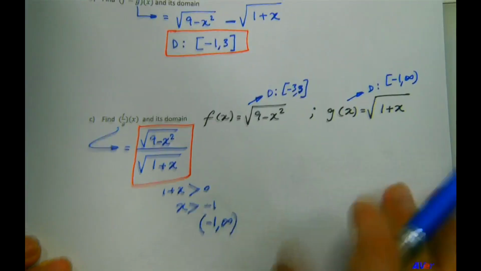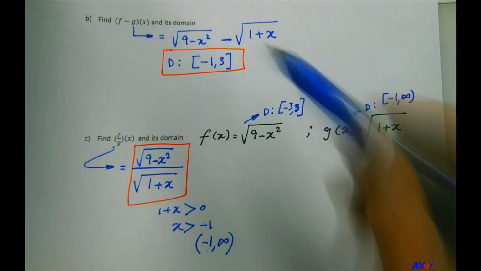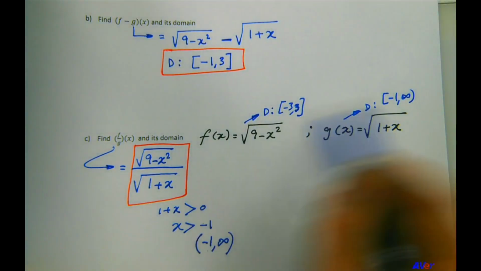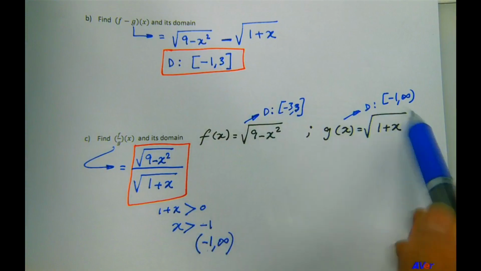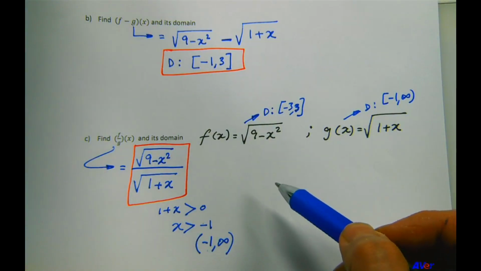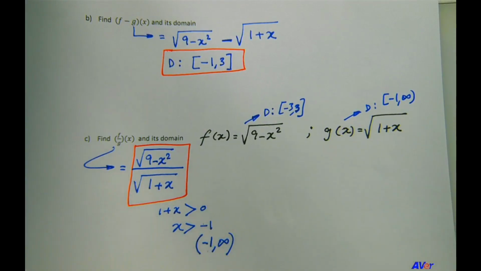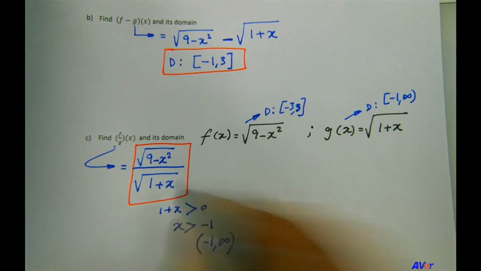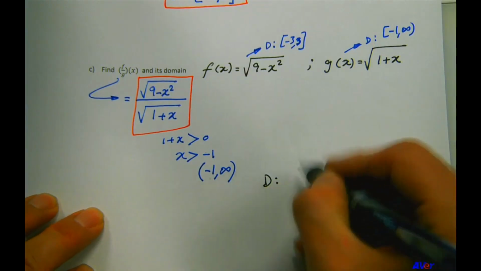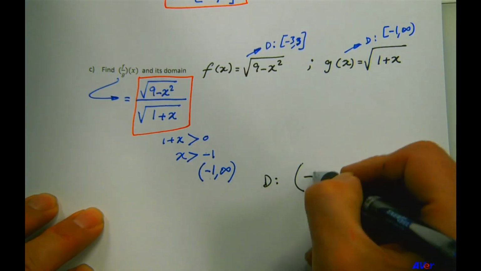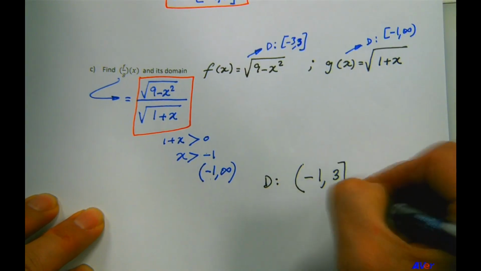So compare this with the domain of the previous two functions, the combined functions. Now where all three agree is that if we change this bracket to a parenthesis, then all of these domains agree. Okay? All right, so the domain of the combined function, let me move this up. It's going to be parenthesis -1, comma 3. And that would be bracket on this side.